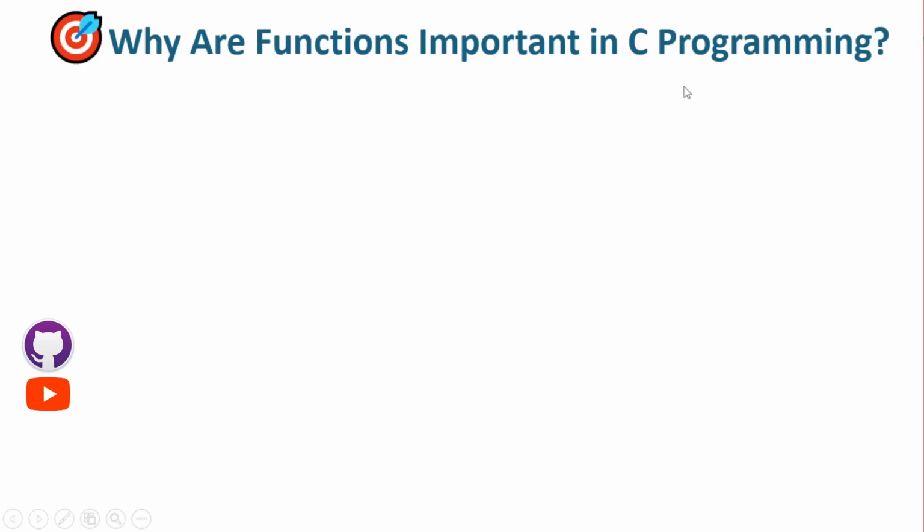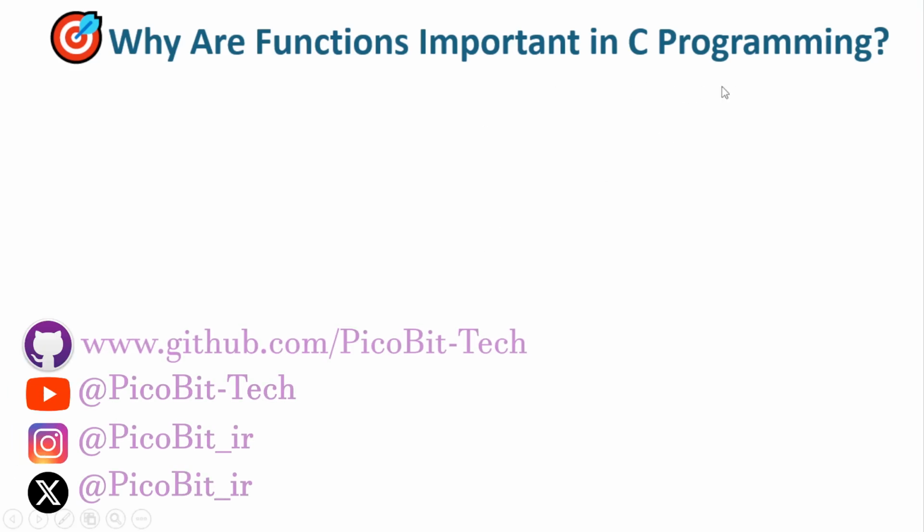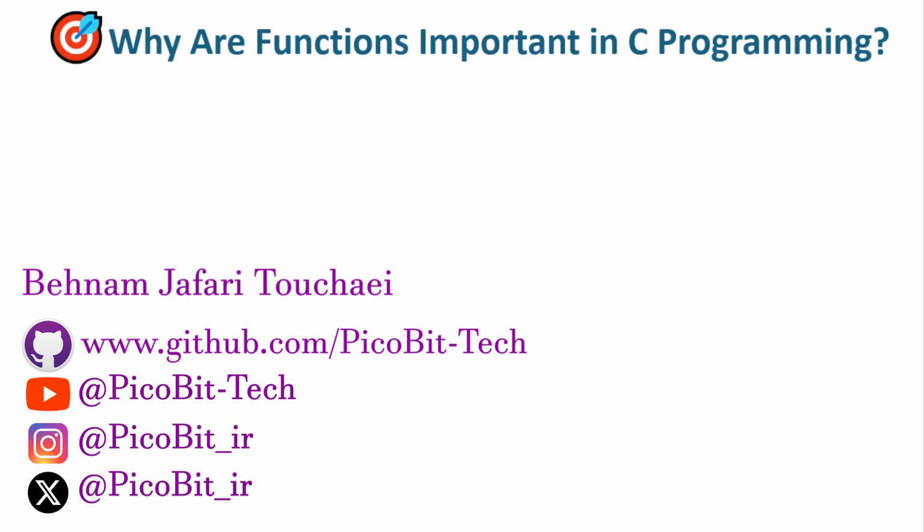Why are functions important in C programming? In C programming, particularly in embedded systems development, it is common to find multiple lines of code repeated in various parts of the main program, specifically within the main function. To optimize the code structure, we identify and extract these repeated blocks and replace them with a function call that refers to a named function.